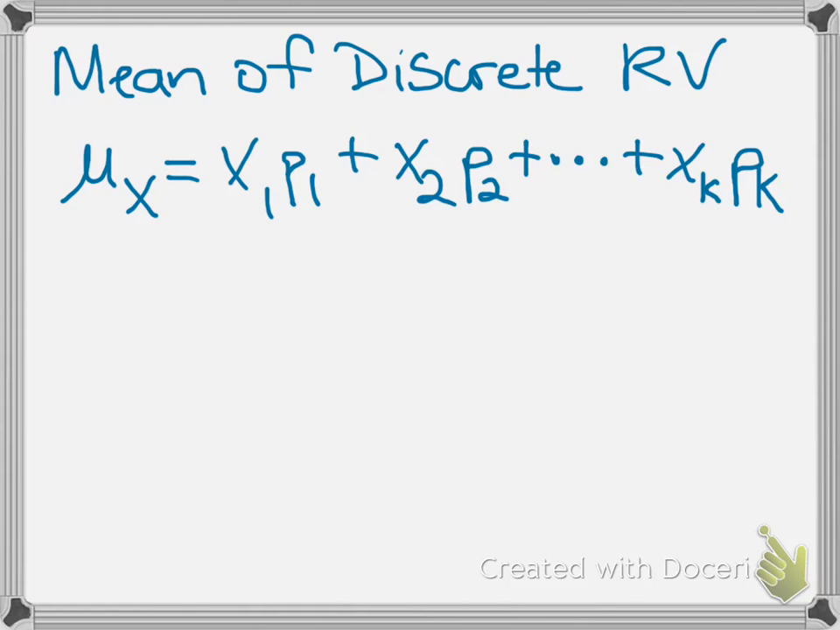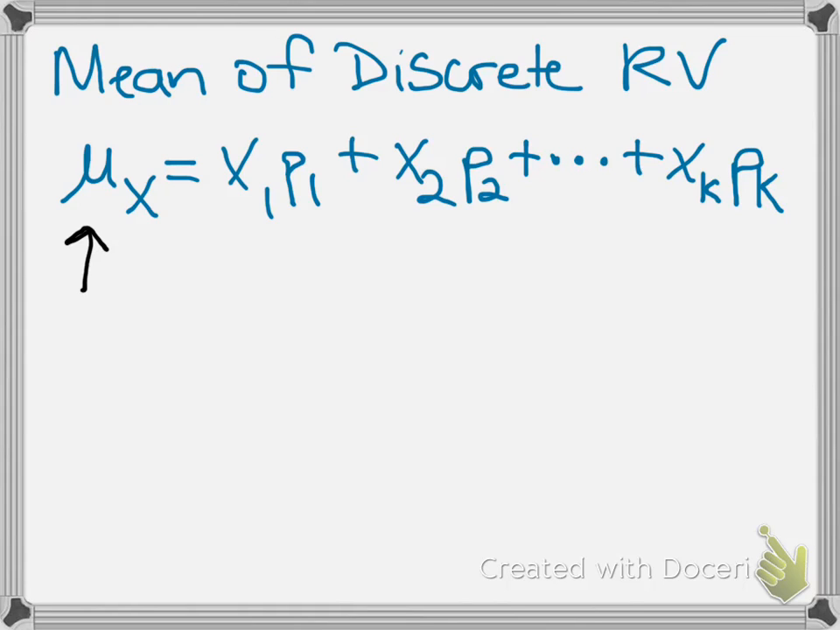This might not look too simple, but first of all let's talk about the notation a little bit. Instead of using x bar for the mean, if we're talking about a random variable, we will typically use the notation mu of x, which is notation you've seen before. We talked about that back in chapter 2. That Greek letter mu is just the symbol that we use to represent the mean.